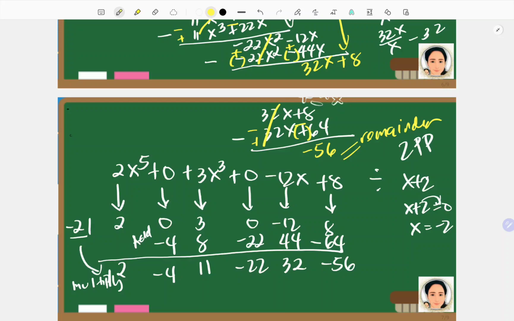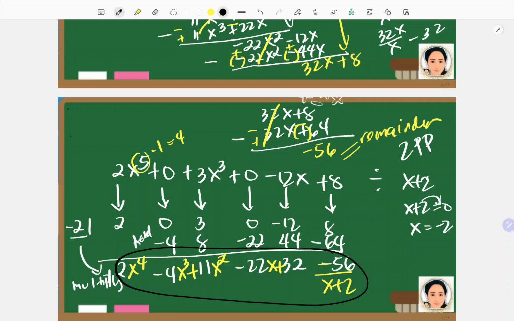So how to write these numbers into x terms? So we have the highest exponent is 5, just minus 1. So you will get 4 as your exponent. So you have here 2x to the 4th, negative 4x cubed, plus 11x squared, minus 22x, plus 32. Then our remainder, we have negative 56 over the divisor, x plus 2, our divisor. And this is our answer.